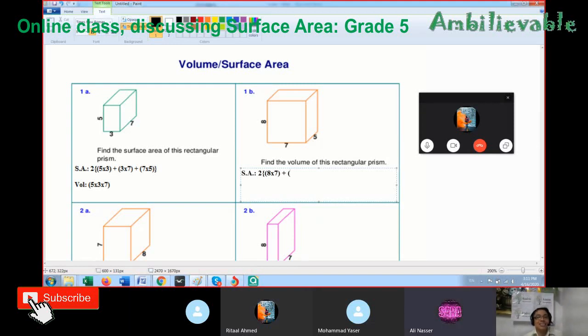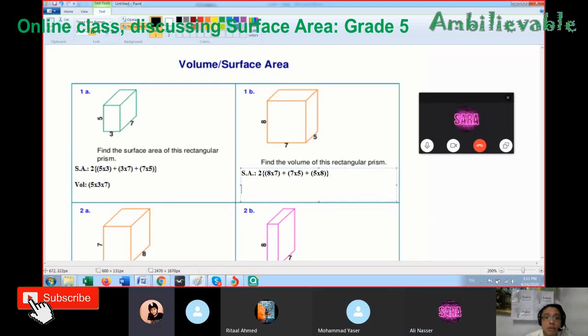Now, 8 times 7, then plus 7 times 5, parenthesis, plus 5 times 8. 5 multiplied by 3 multiplied by 7 equals what? Will we write the answer? Yes, you're going to write the answer. That's the surface area. Now, for the volume.